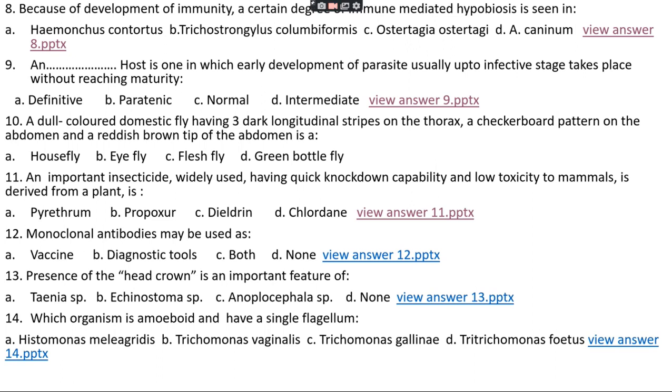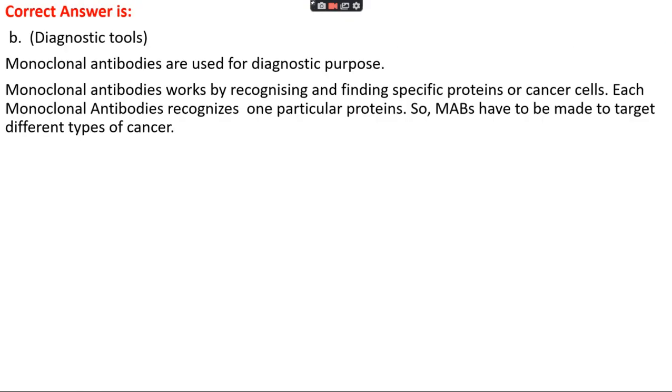Question number 12. Monoclonal antibodies may be used as: option A, vaccine; option B, diagnostic tool; option C, both; option D, none. The right answer is option B, that is diagnostic tool. Monoclonal antibodies are actually used for diagnosis purposes. These monoclonal antibodies are actually man-made antibodies.